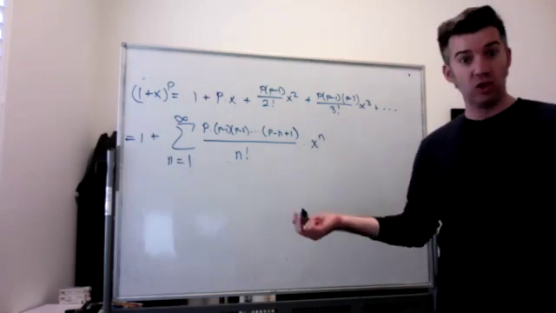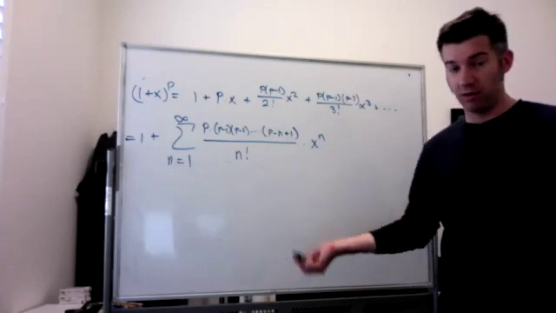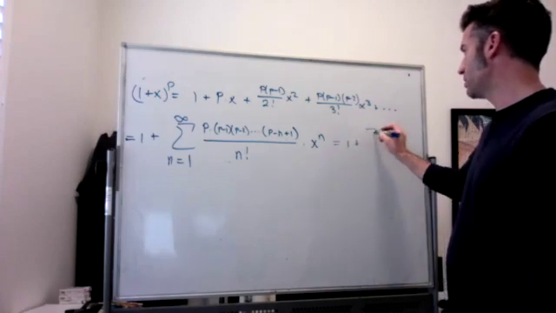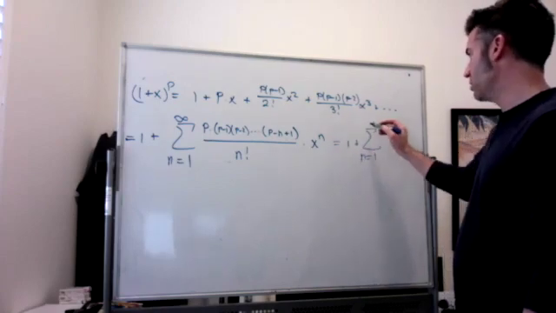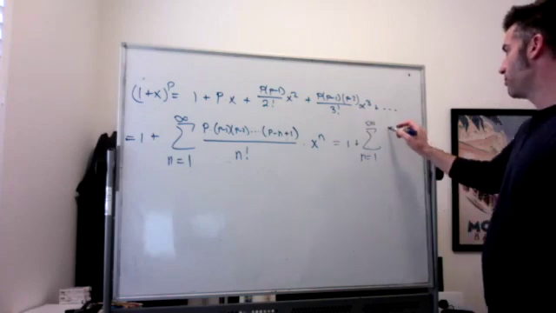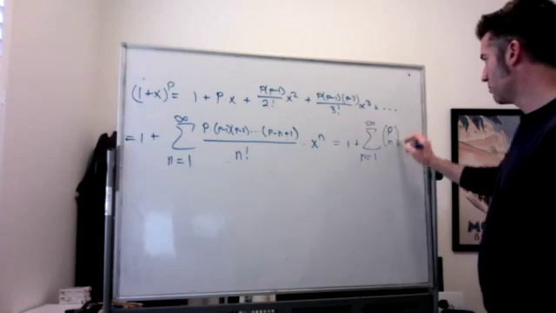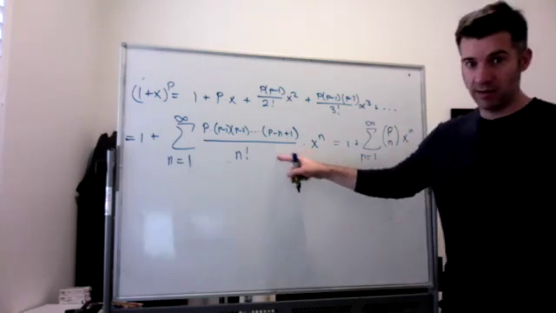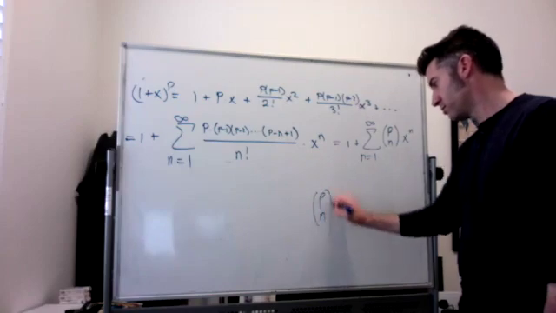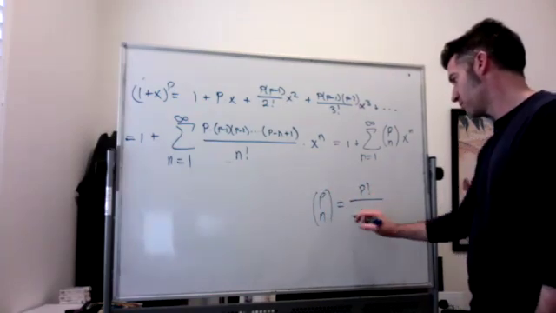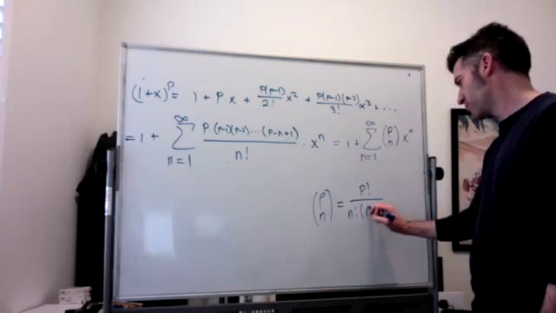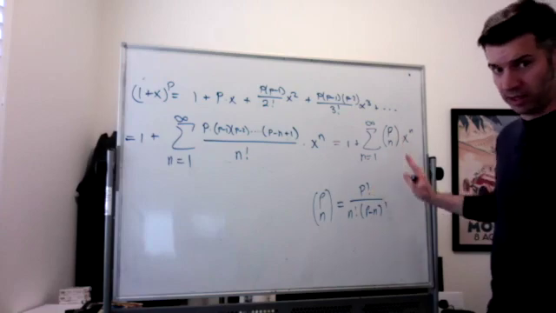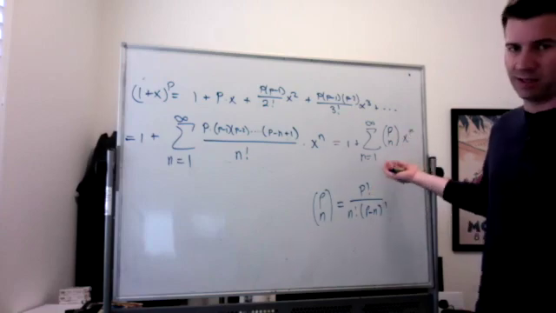If you're familiar with the choose function, which you might be if you've ever taken a stats or a probability class, you can write this as 1 plus the sum from n equals 1 to infinity of p choose n times x to the n. This is just that. If this doesn't look familiar to you, don't sweat it. You don't need to worry about it. But if it does, it's a simpler way of writing it.